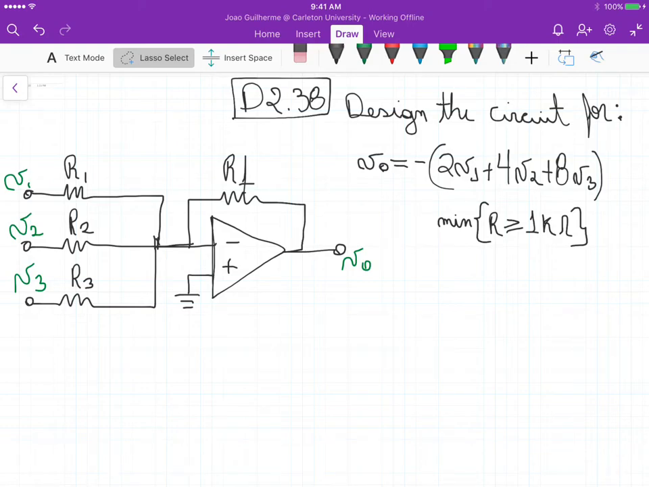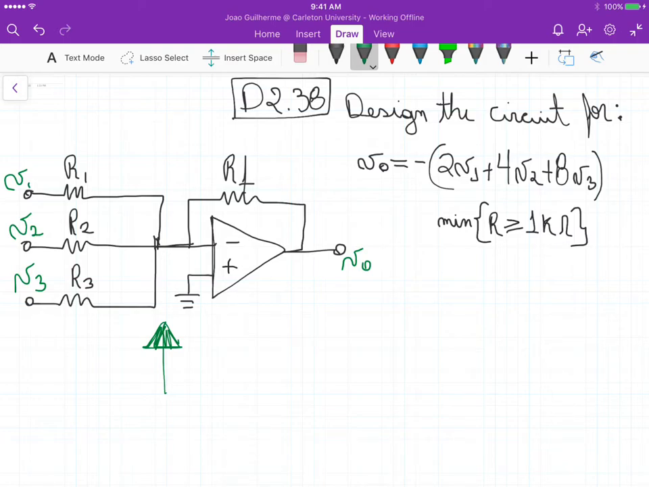This is problem D2.38, and we need to design the circuit to have this output equation: minus 2v1 plus 4v2 plus 8v3, and the circuit that we have is this circuit here. So it's a summer, right?